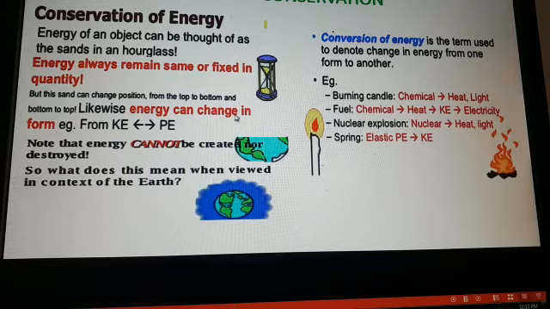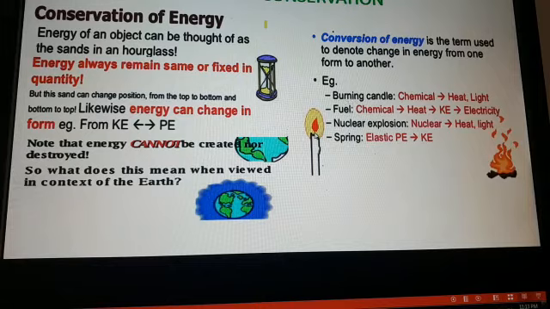Likewise, energy can change from one form to another, kinetic to potential or potential to kinetic, in different ways. But energy cannot be created nor destroyed. It can change from one form to another. Conversion of energy is the term used to denote change in energy from one form to another.